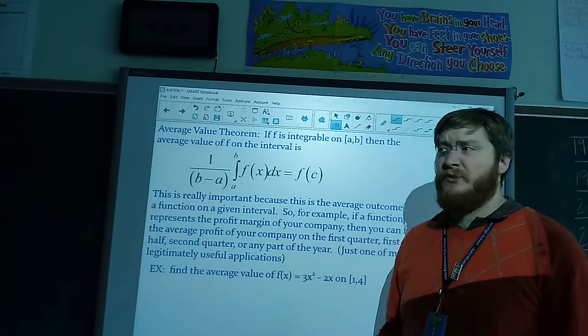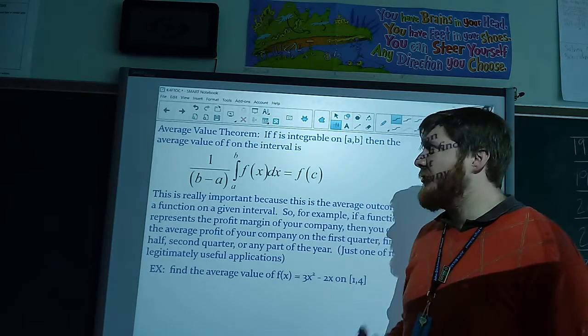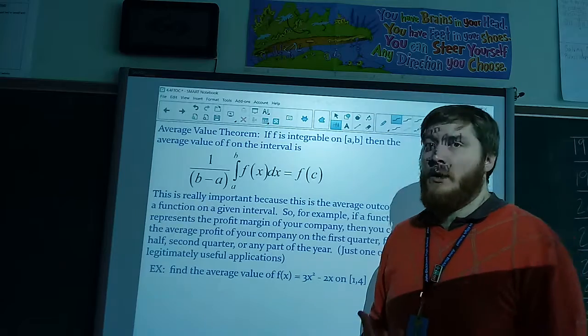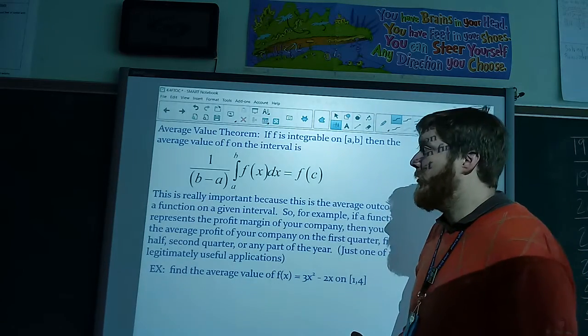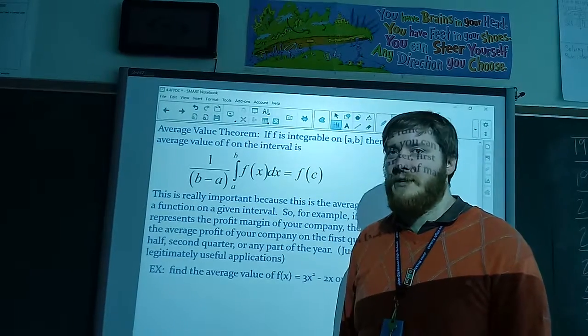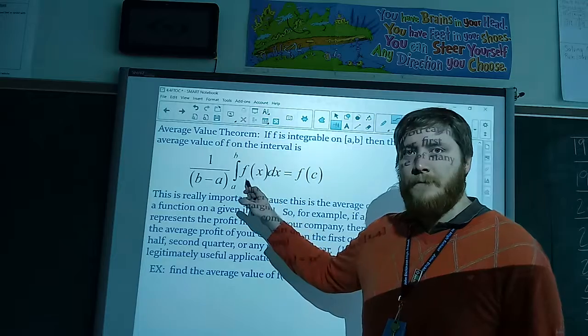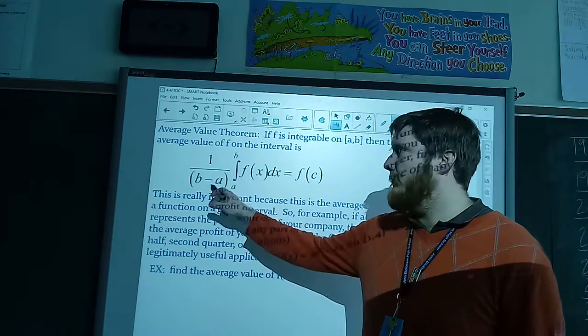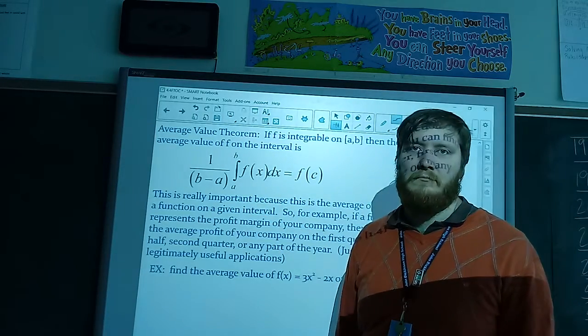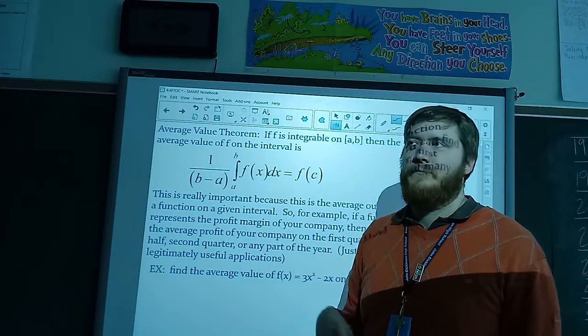So average rate of change was something we could do, f of b minus f of a over b minus a. Now I can ask you, what is the average value of a function? And so this may look really messy, but it turns out that the average value is simply just do the derivative, then divide it by b minus a. That's what this formula is saying. It says 1 over b minus a times that.